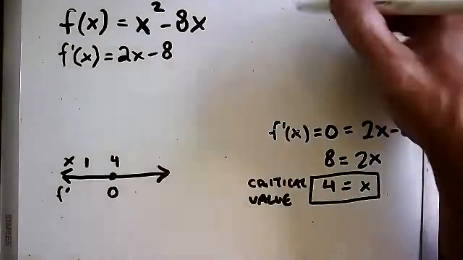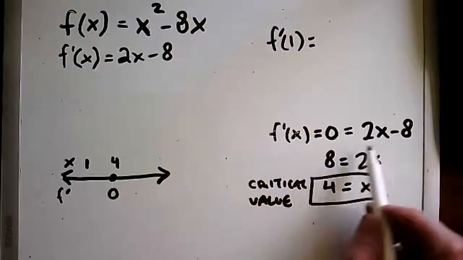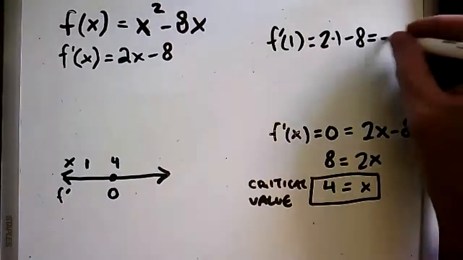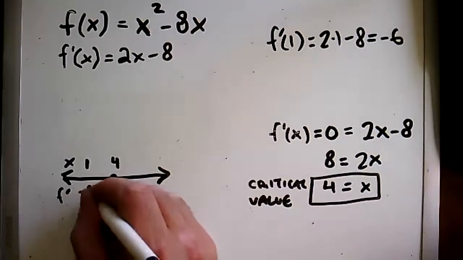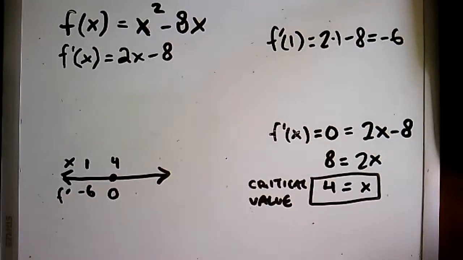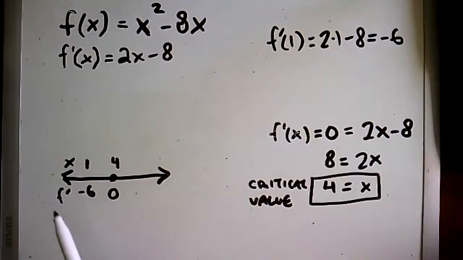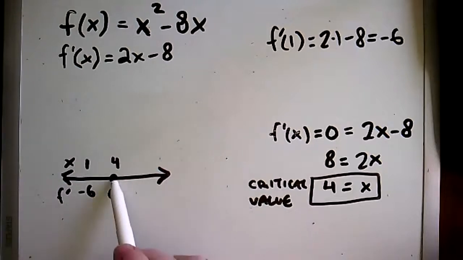All right, well, what's f prime of 1? F prime of 1 is 2 times 1 minus 8, which is negative 6. Okay, so f prime is negative. If you just write a minus sign there, I'm fine with that. We've determined that f prime is negative for all values of x less than 4 on the basis of our math right here. So that means the function f is going to be decreasing all the way up until it hits x equals 4.